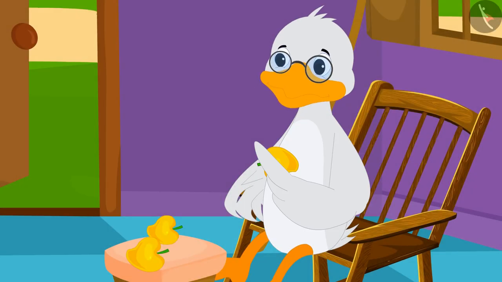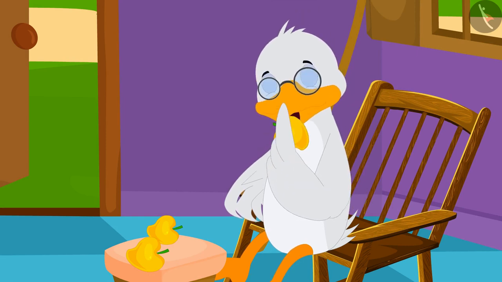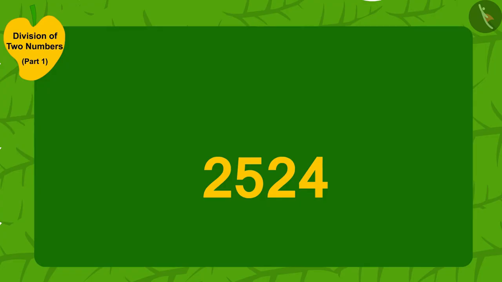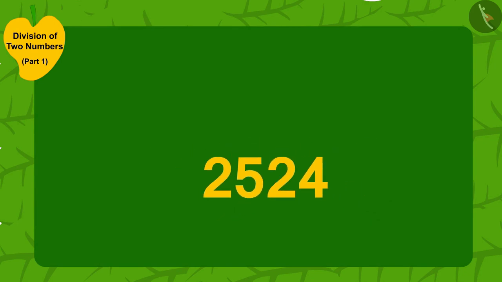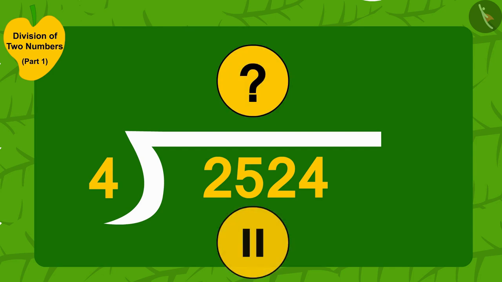Uncle distributed the mangoes to the villagers and has now happily returned home and is eating the 3 mangoes that were left for him. Children, if Barbole Uncle had 2,524 mangoes, could you use the same process of division learned now to find out how many villagers he would be able to distribute 4 mangoes each to? If you want, you can stop the video and find the answer.